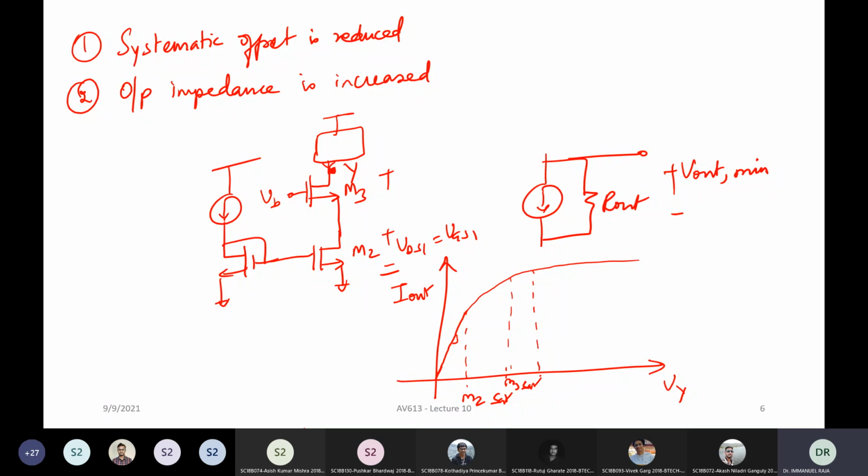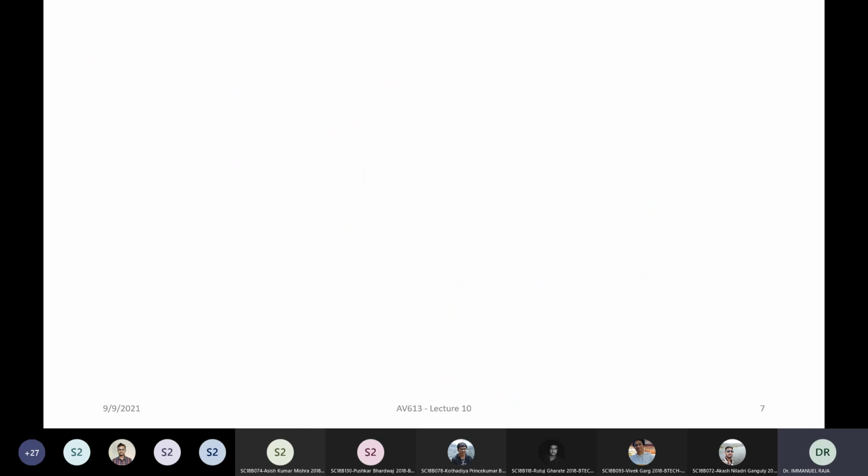What needs to be there across VDS1 is not VDS2 should actually come to VGS1, not just VDS sat, right? So if you use the typical square law expressions and so on, you need VDS1 to be equal to VGS1, which can be written as the overdrive voltage 1 plus threshold voltage. Correct.